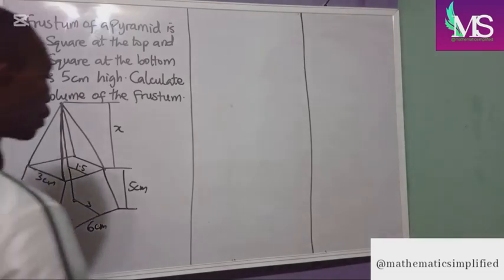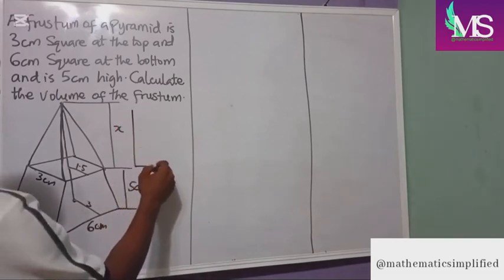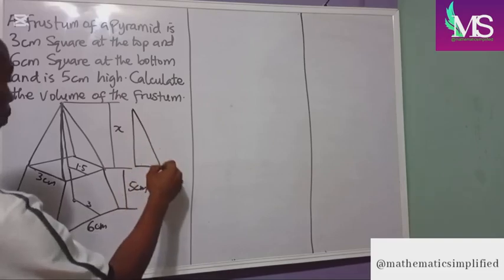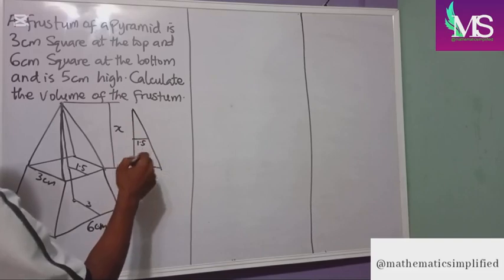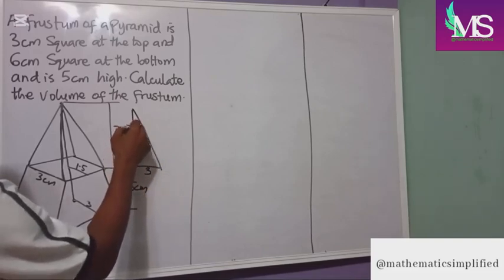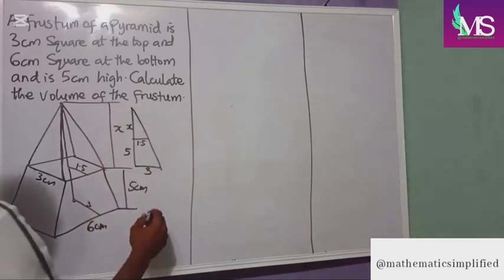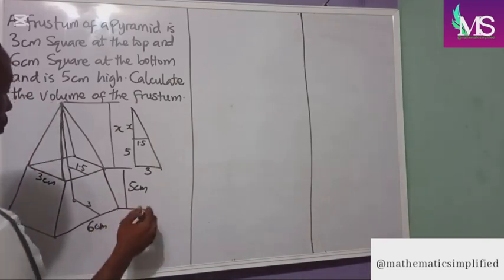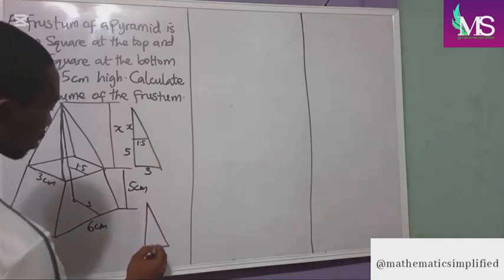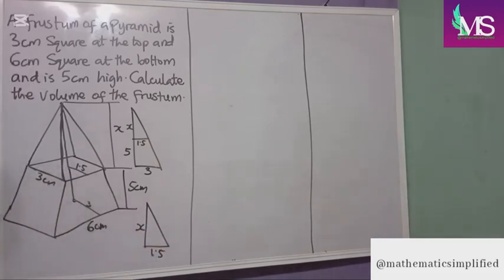Alright, just like we did in the cone, let's bring out our triangle. We have the big triangle this way, where we have 1.5 and we have 3. This is 5 and this is x. Okay, this is for the big triangle. And for the small triangle, this smaller part of the cone, we have it as x and 1.5. Alright, now let's do our calculation.